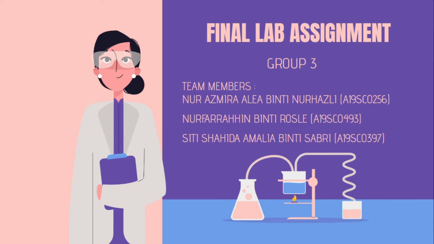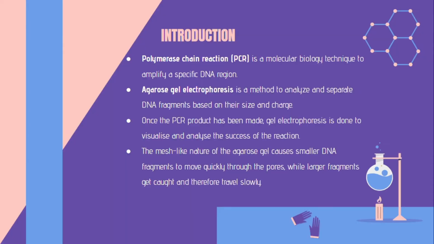Today we will be presenting about the given data for our final lab assignment. The introduction. In this lab assignment, two methods were used, which are PCR and agarose gel electrophoresis. PCR, or polymerase chain reaction, is a method used to amplify a specific DNA region, while agarose gel electrophoresis is a method to analyze and separate DNA fragments based on their size and charge.